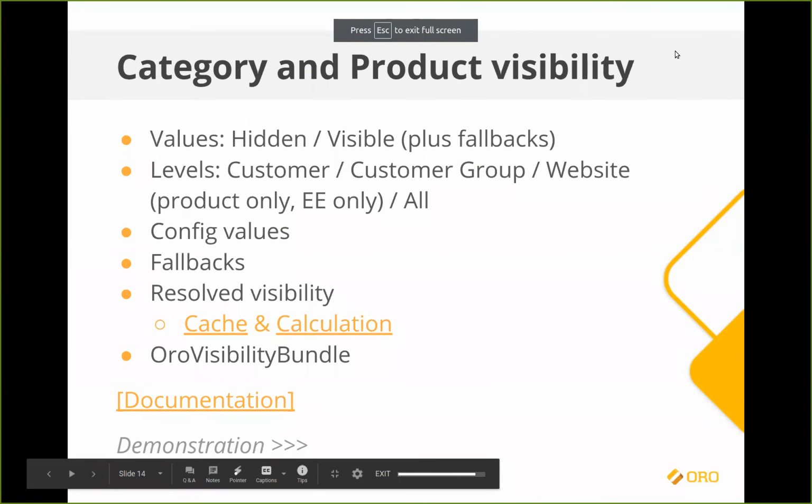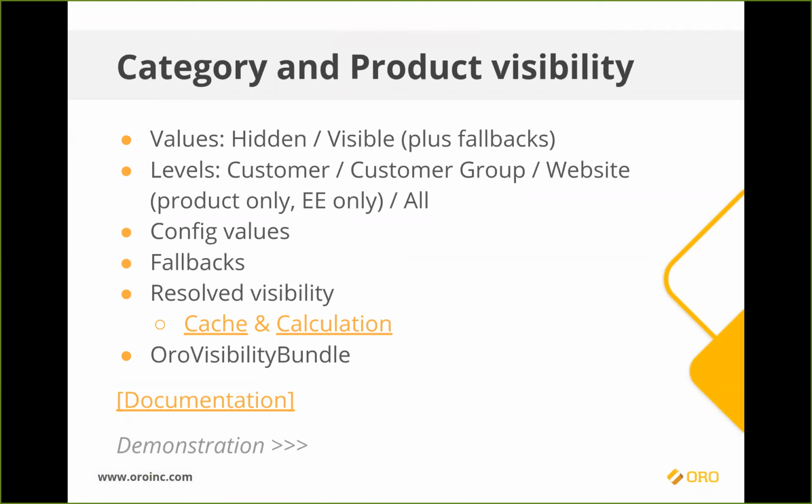Then we have visibility for the product and visibility for the category. There are several values which you can set there. You can mark them obviously as visible or hidden. And there are many fallbacks which you can use in order to fall back to the value from the category. Most commonly used fallbacks are fallback to the customer group from customer, and website from customer group, which is available at the website level, and it is available only on the products and only in the enterprise version.